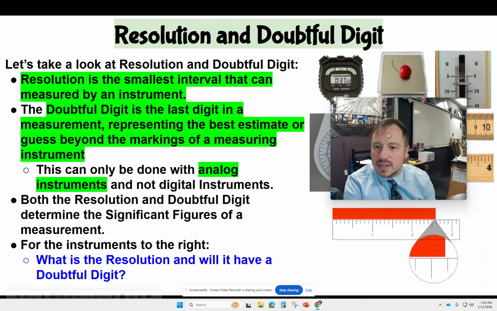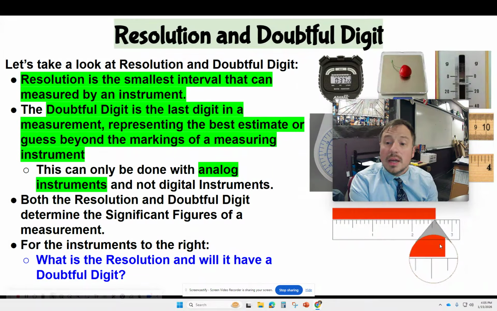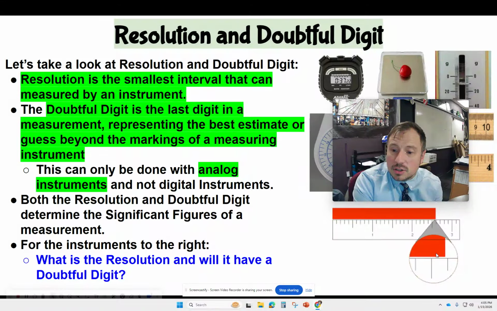So here's an example of a doubtful digit if you look down here at the bottom. If you're measuring something with an analog instrument like a ruler, it means it doesn't have a battery in it. If I look at that and I zoom in, I could make an estimate as to what the next digit will be. So I could say it's 2.1, 2, 3, 4, 5. Well, it's in between 5 and 6, and it's closer to 2.6. So I would say maybe it's 2.58. You can make an estimate.